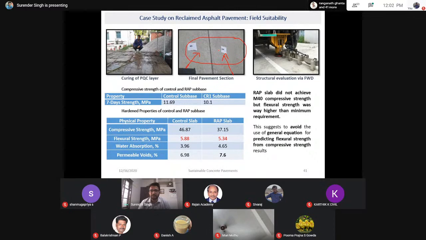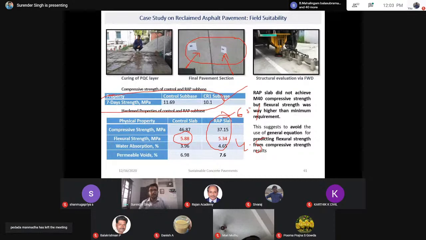And strength-wise, 10 MPa is required for 7-day strength, and we got 10 MPa for the base course. That means 100% of the aggregate can be used, but we increased the cement content by around 25 to 30%. For the surface course, the flexure strength was 5.88 for the control slab. For the RAP slab, which had 65% RAP aggregate, it was 5.34, which was higher than the recommended limit of 4.5. This shows that yes, RAP aggregates can be used in proportions of around 65% for the top layer, and it will give you good properties.